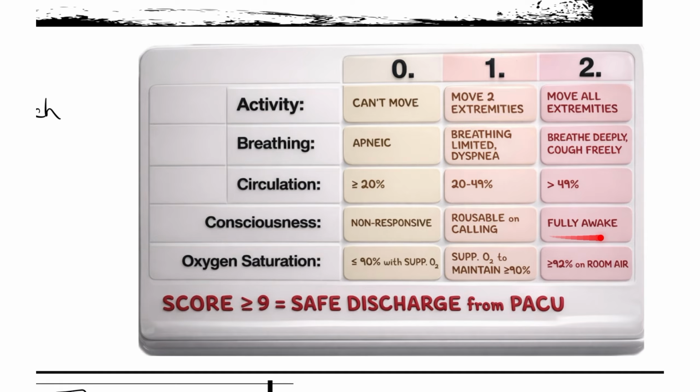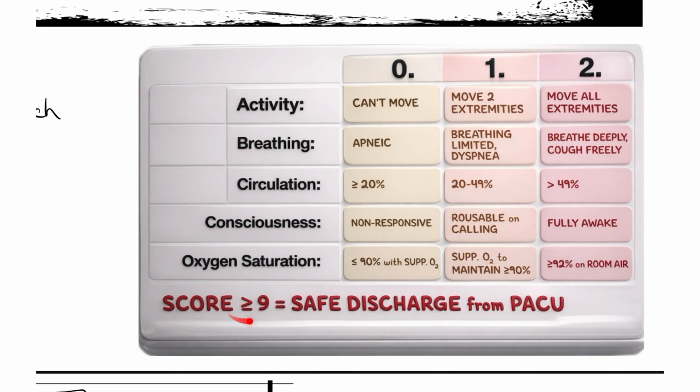And if the patient is fully awake, it is scored 2. Then look at the oxygen saturation. If the peripheral arterial oxygen saturation is less than 90% on supplemental oxygen, then it is scored 0. If the oxygen saturation is more than 90% on supplemental oxygen, this is scored 1. And when the peripheral arterial oxygen saturation is more than 92% on room air, this is scored 2.